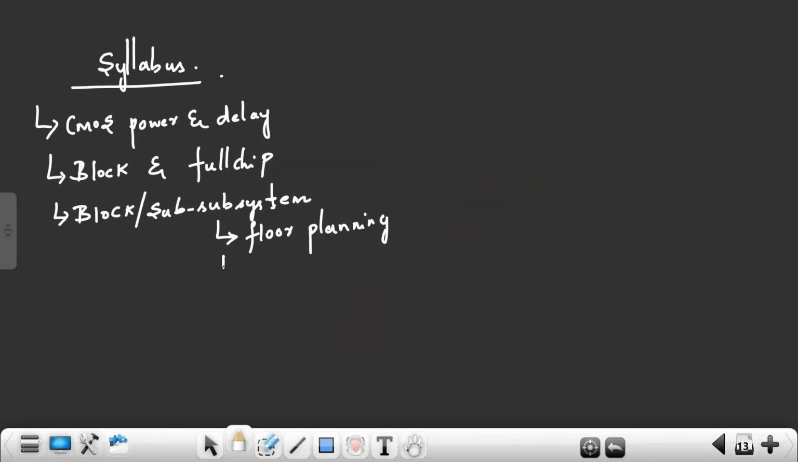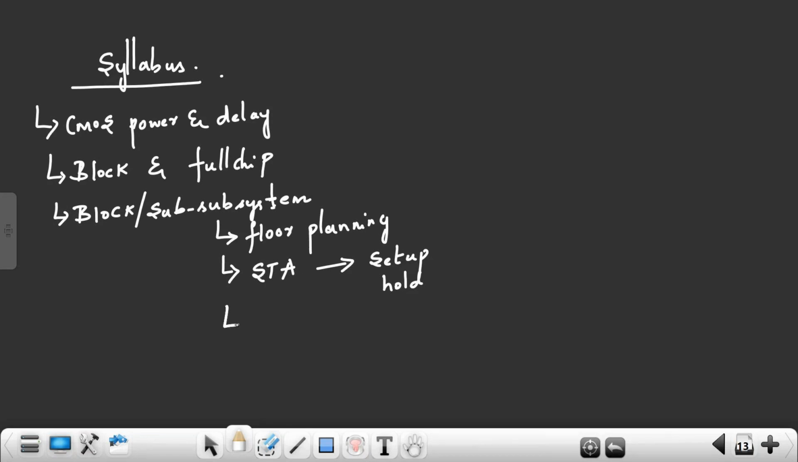After floor planning, we discuss STA, static timing analysis. This is not part of the flow, but you should know static timing analysis. In static timing analysis, the major important part is setup and hold. Apart from that, we discuss many other things like false path, multi-cycle path, uncertainty, what is skew, what is latency. So what is asynchronous static timing analysis, how to do it. All these things we discuss in STA.